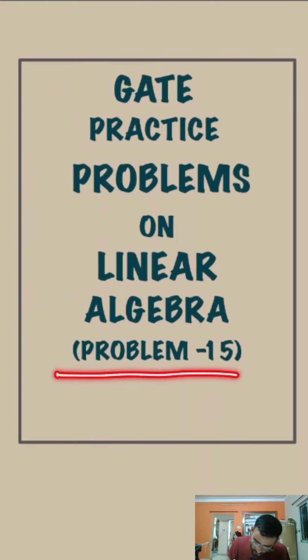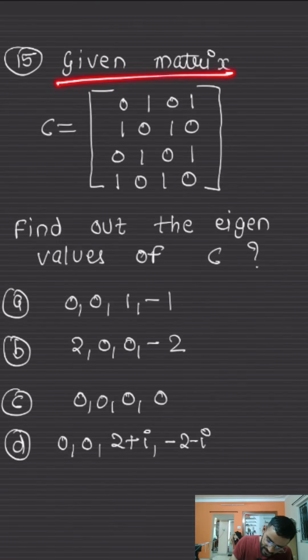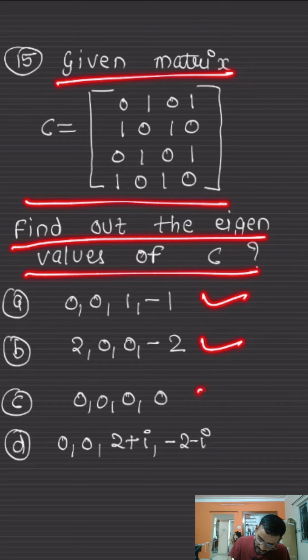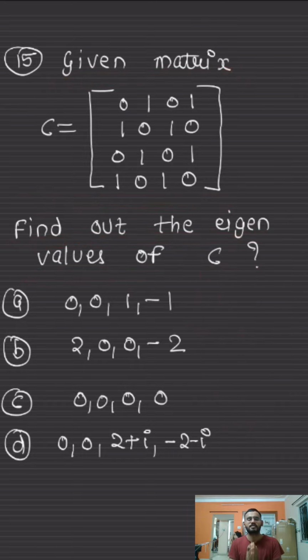This is problem number 15, which is: given matrix C, we need to find the eigenvalues of C, which is either A, B, C or D. You can pause the video for some time and try to solve the question. Now moving on to the solution.